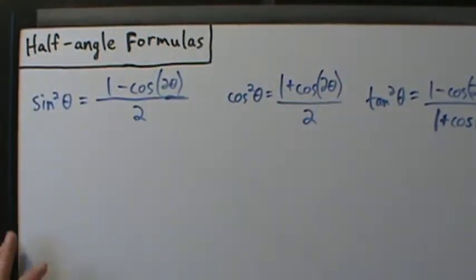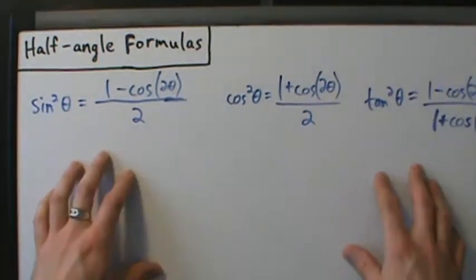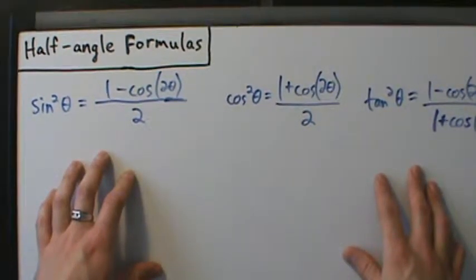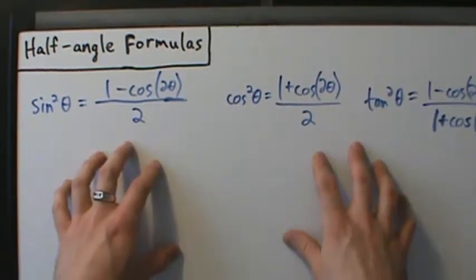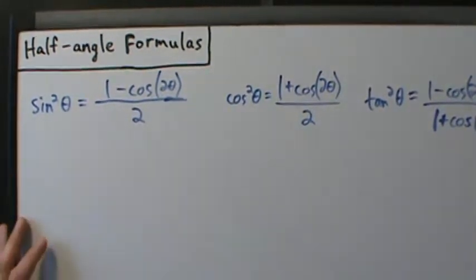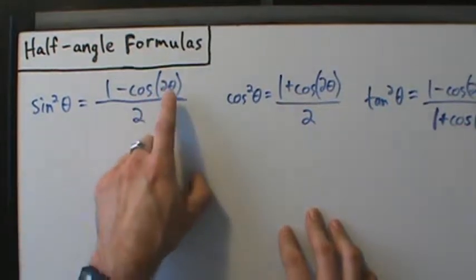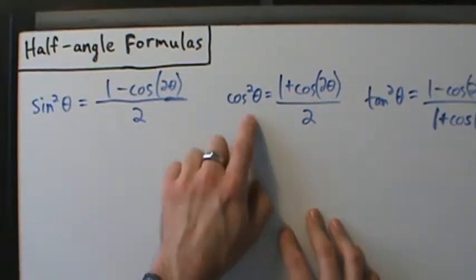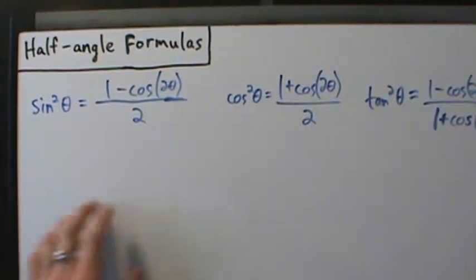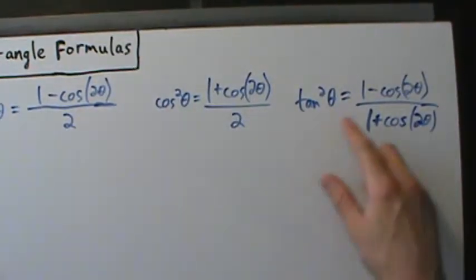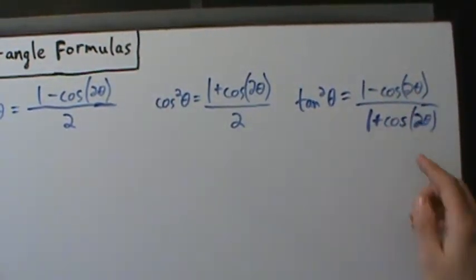So these are going to follow from some substitutions and some basic algebraic manipulations from the power-reducing formulas that we introduced earlier. So our power-reducing formulas are: sine squared of theta equals 1 minus cosine 2 theta all over 2. Cosine squared of theta is 1 plus cosine 2 theta all over 2. And tangent squared of theta is 1 minus cosine 2 theta divided by 1 plus cosine 2 theta.